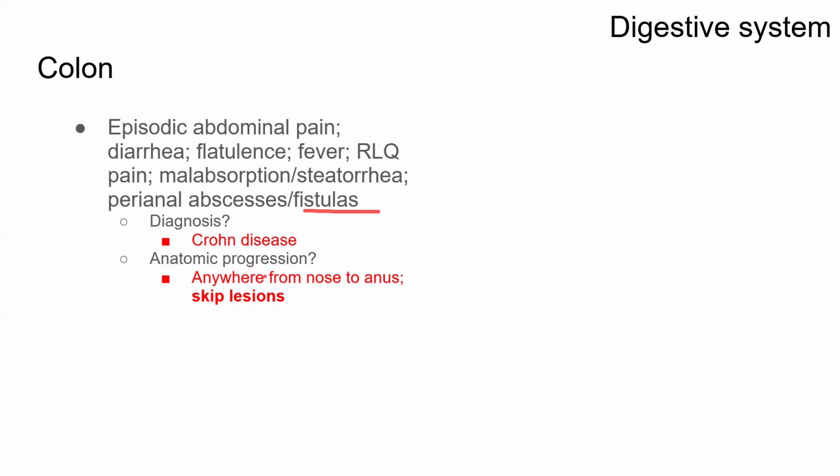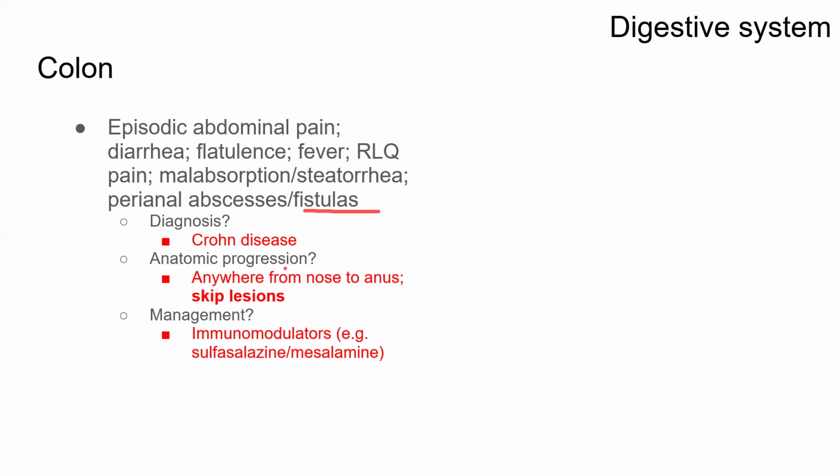And you can have skip lesions, so you can have Crohn flares in the esophagus and then in the colon, and then nowhere in between. So the management of someone that has Crohn disease is very much on a case by case basis, based on how severe their condition is when it's diagnosed, and so on.